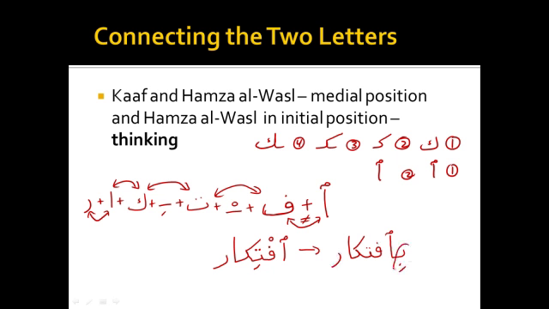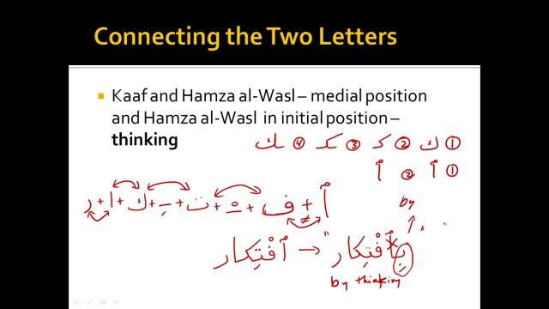Now the ba here means by. So this phrase would mean by thinking or through thinking. Now if we pronounce this, because we connected the ba to the Hamzat al-Wasl, we would actually drop the Hamzat al-Wasl in terms of pronunciation. So it would sound like this: biftikar, biftikar. And that's how the Hamzat al-Wasl works.